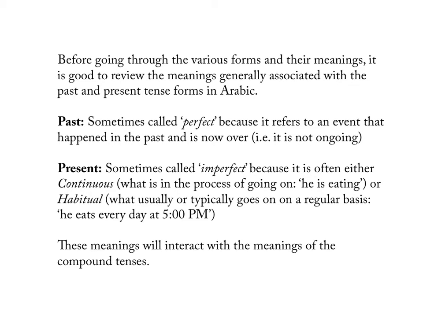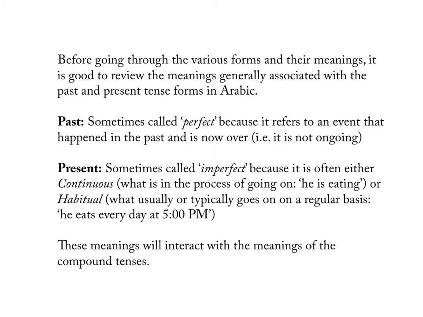Before going through the various forms and their meanings, we're going to review the meanings generally associated with past and present tense forms in Arabic. The past tense form is sometimes called perfect because it refers to an event that happened in the past and is now over. In other words, it's not ongoing.